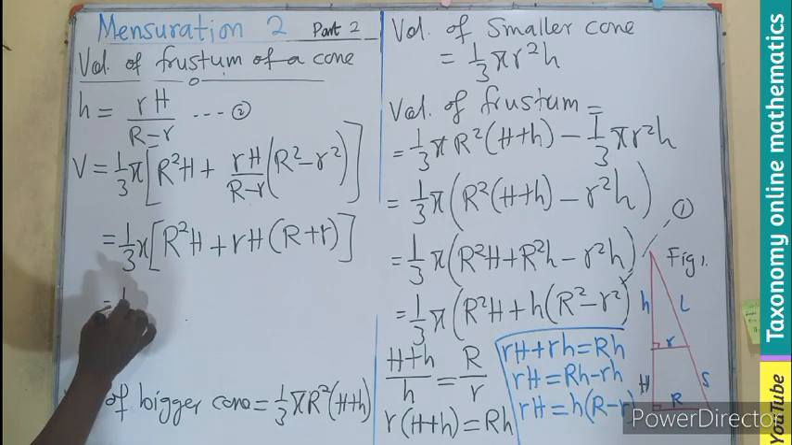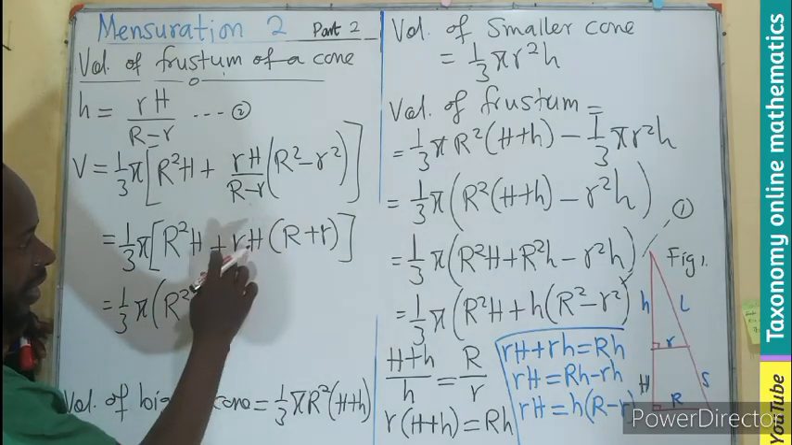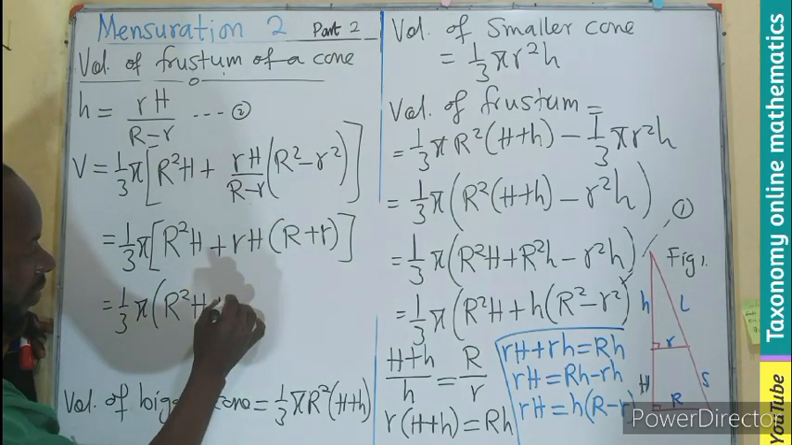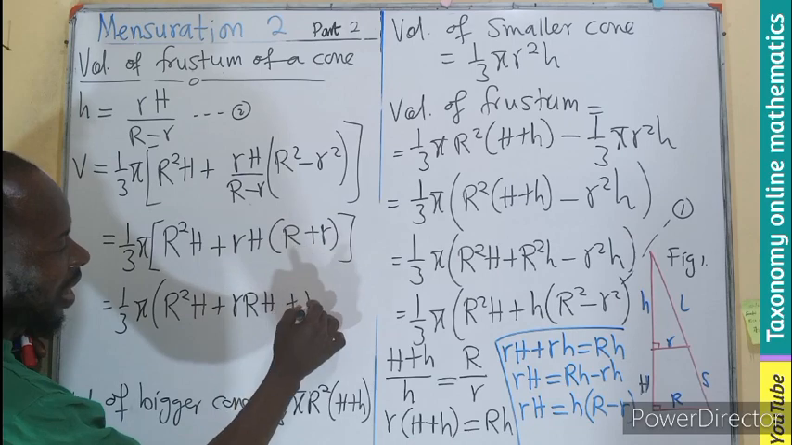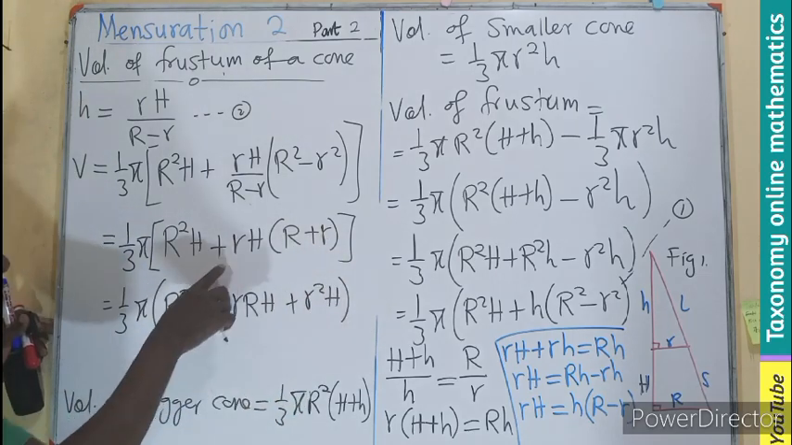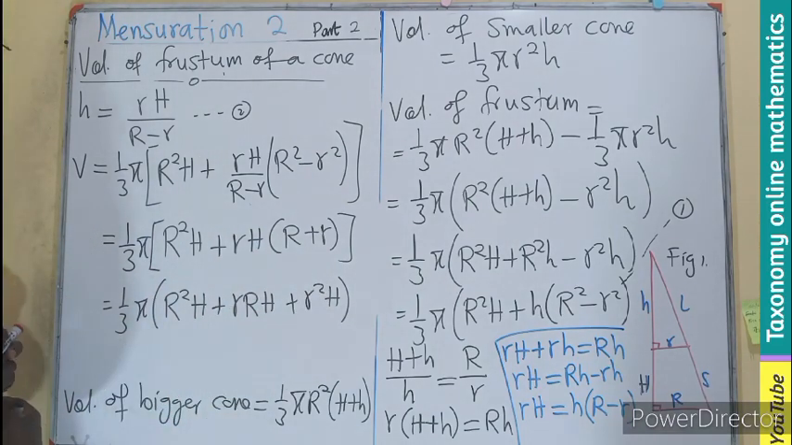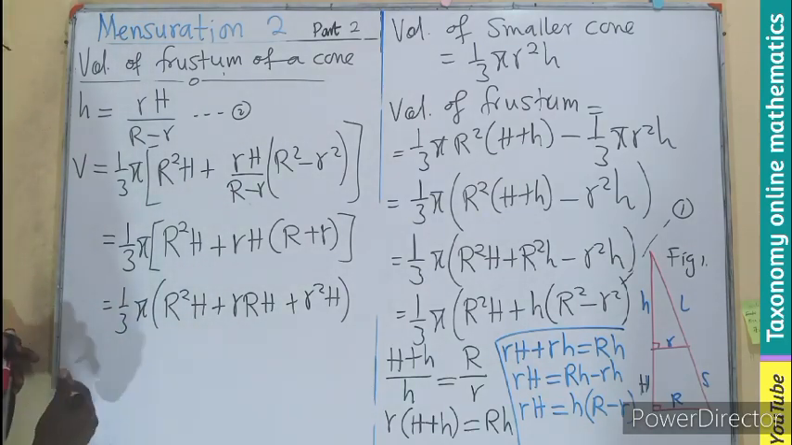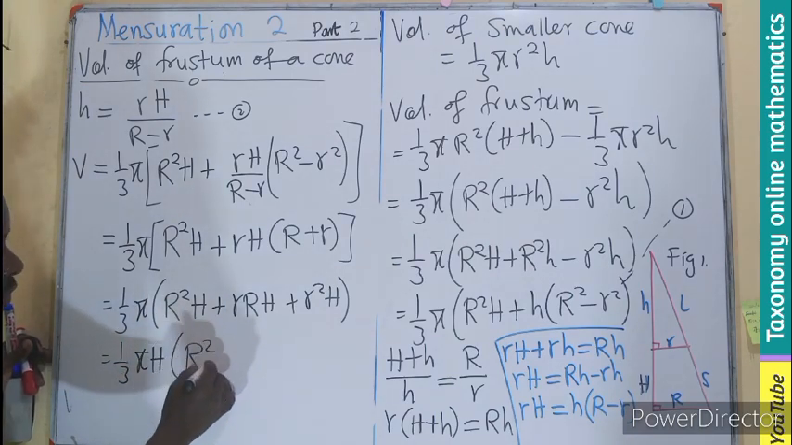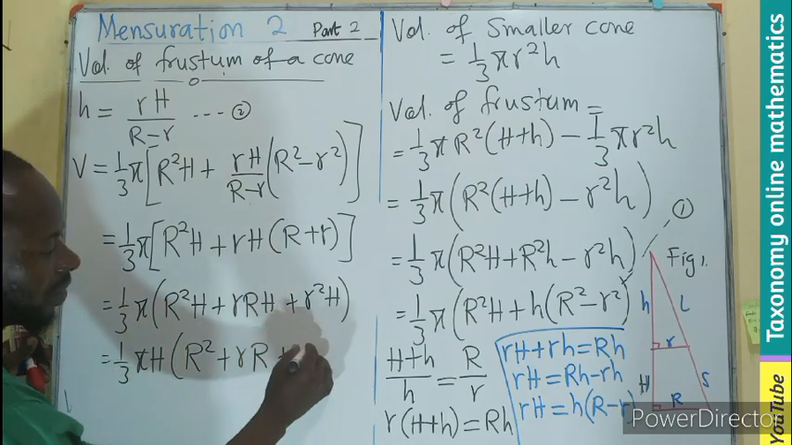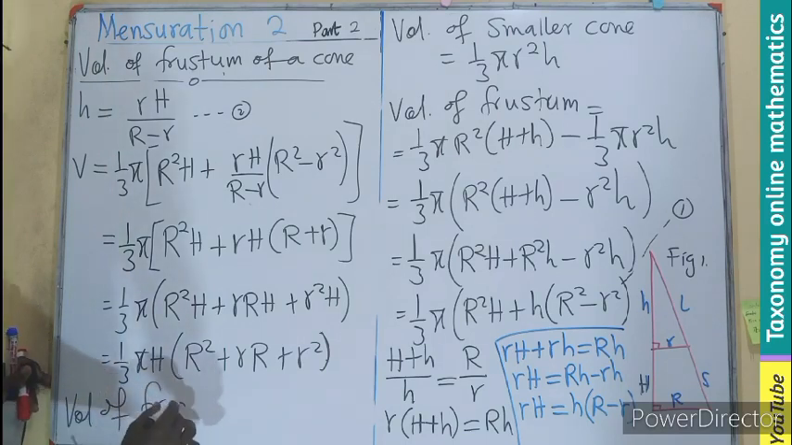This is going to be equal to 1/3 pi R square H. We are expanding this, right? So this will be plus R r H, right? Plus r square H. Do we see that? Then the H will come. I can see H being common. So I can factorize the H out to have 1/3 pi H into bracket R square plus R r plus r square. So this becomes the volume of a frustum.